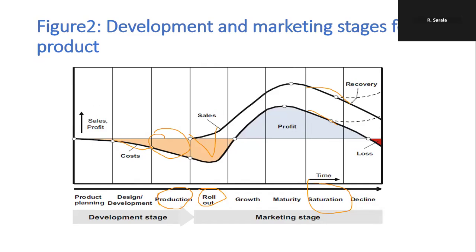So the saturation stage is marked by stagnant growth, where competitive pressure intensifies and profit margins shrink. As the product enters the decline phase, companies face the challenge of maintaining profitability, which often involves reducing direct costs and revising product pricing strategies.